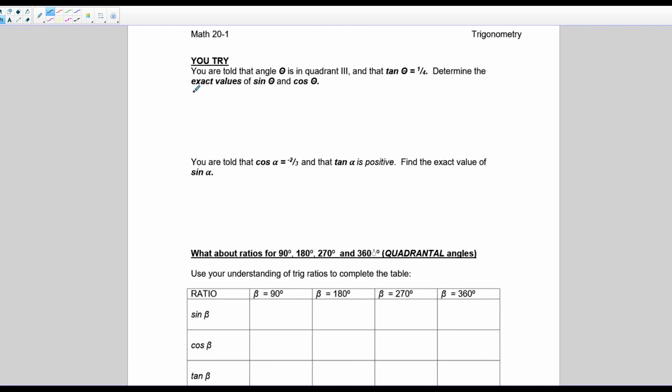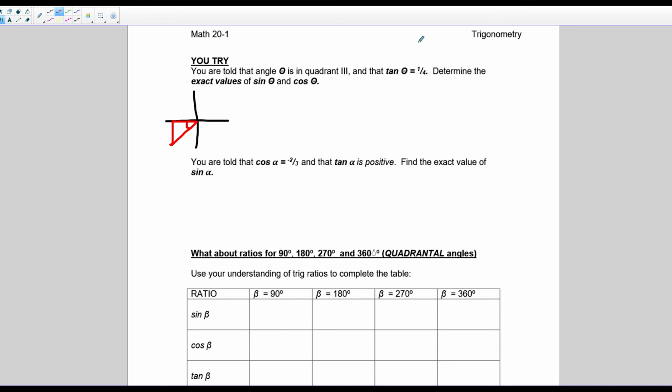So what's going to happen is we'll first of all draw our angle. So we're looking at quadrant number 3. So let's go ahead and put our angle here in quadrant number 3. And we know that our reference angle is going to look just like this. And because we know that tangent is going to be 1 over 4, we know that our reference angle is going to be right here.